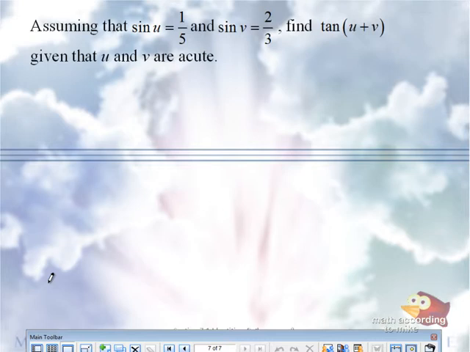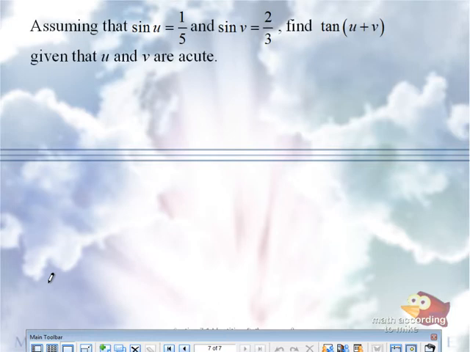Well, there are two quadrants where sine is positive 1/5 and sine is 2/3: Quadrants 1 and 2. But by saying that u and v are acute, what quadrant must we be in? Quadrant 1. Because otherwise, one of the sides of the triangle will be negative, the cosine value. Acute means less than 90 degrees. So for both u and v, we must be in quadrant 1.